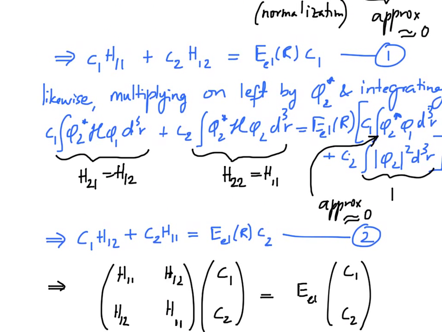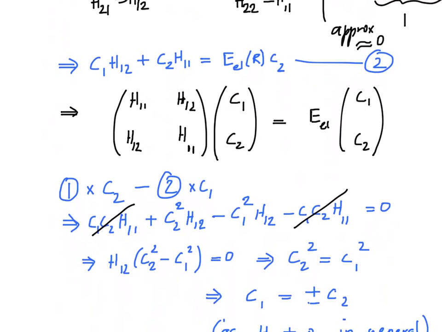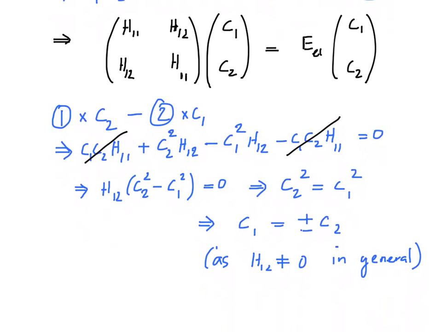So here are our two equations, equation 1 and equation 2. We multiplied equation 1 by C2 and equation 2 by C1, and then subtracted these two products, and essentially that took us to this equation over here, and these two terms cancel out, and what we are left with is this equality here. If this equality has to be true, then C1 squared will have to be equal to C2 squared.